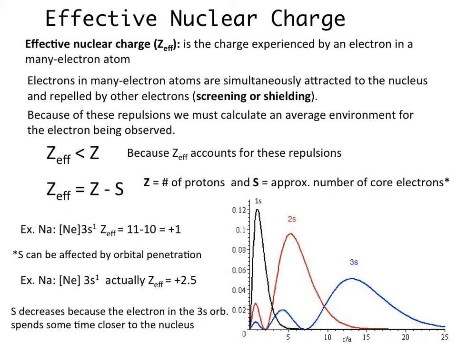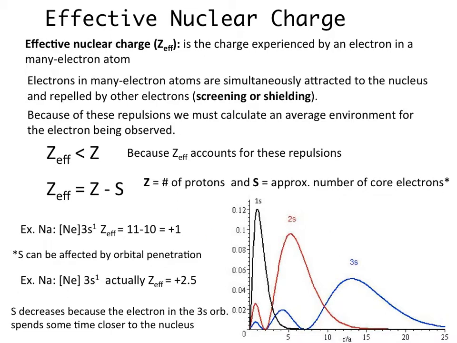Now, Z effective is calculated by the equation you see here. We take the nuclear charge, which is represented by the number of protons in that specific atom, minus the approximate number of core electrons. We'll talk about that in a second, but this equation will allow you to get a pretty general effective nuclear charge for each individual atom.